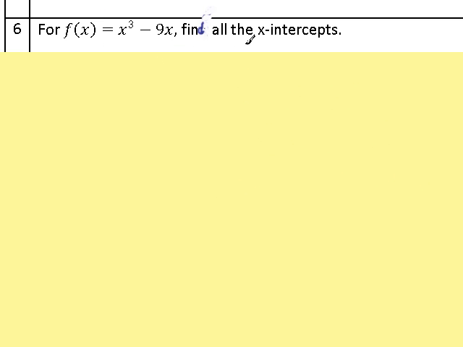And number 6, we're looking for x-intercepts. So in order to find an x-intercept, what we do is we just set y equal to 0 and solve. So let's do that. Y is really, in function notation, we write f of x for the y value that corresponds to x. So we're going to set f of x equal to 0.